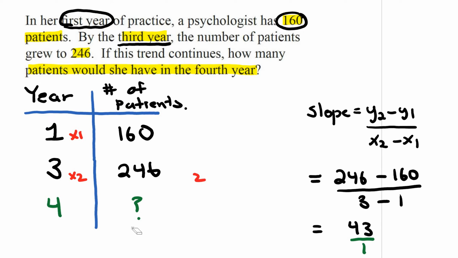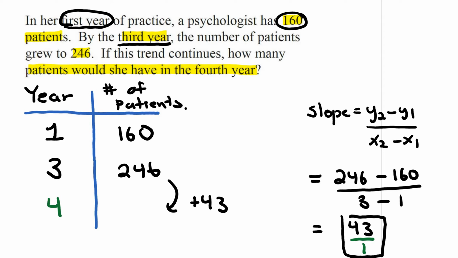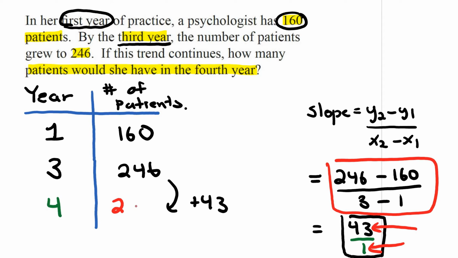If I go from year 3 to year 4, I just add another 43 patients. Once again, how do you read the slope here? When you put all of this into the calculator, you get 43, and what that really means is every year the number of patients will go up by 43. So if I add 43 to 246, I get 289.